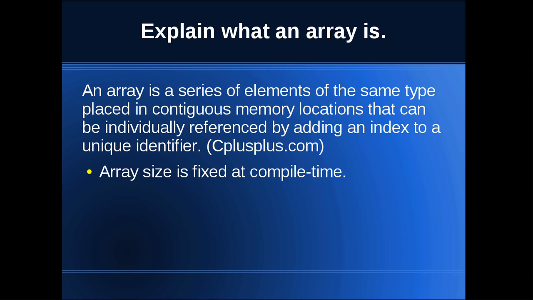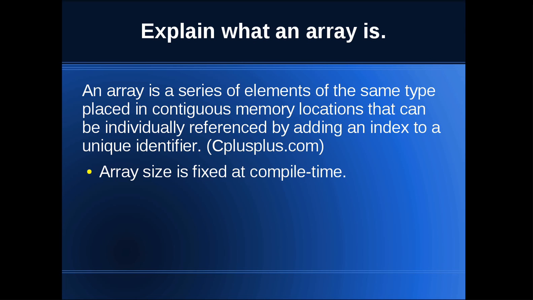Okay, explain what an array is. An array is a series of elements of the same type placed in contiguous memory locations that can be individually referenced by adding an index to a unique identifier. And this comes straight from cpp.arrays.0.